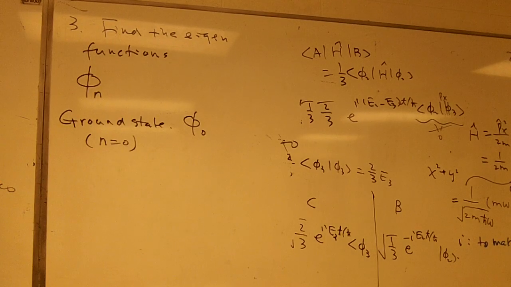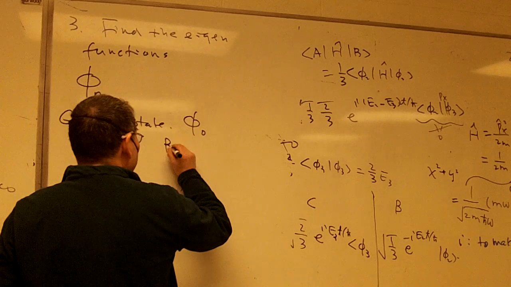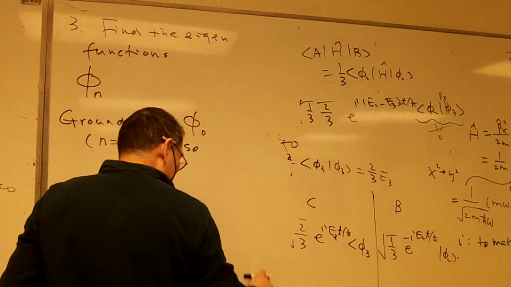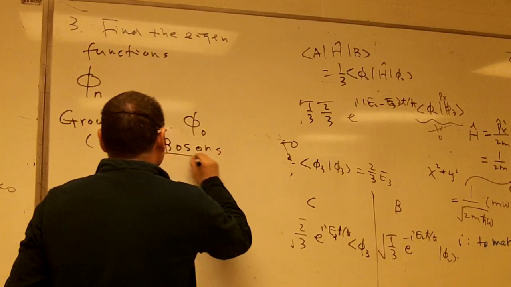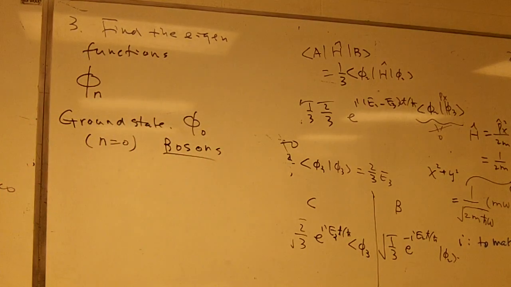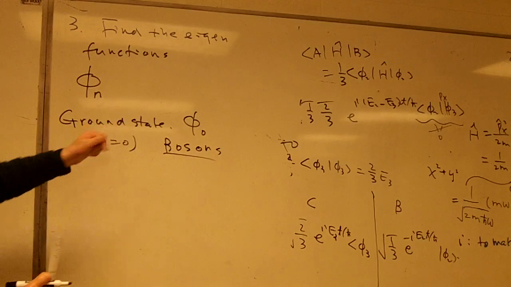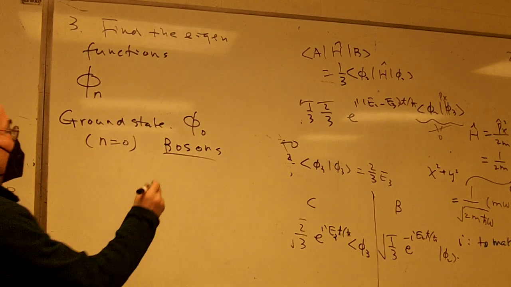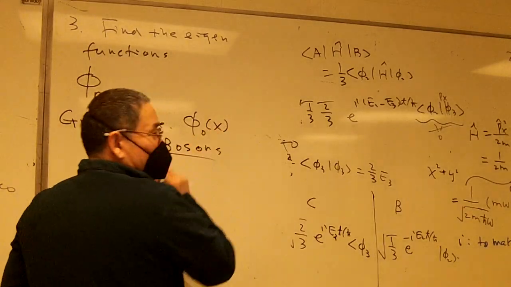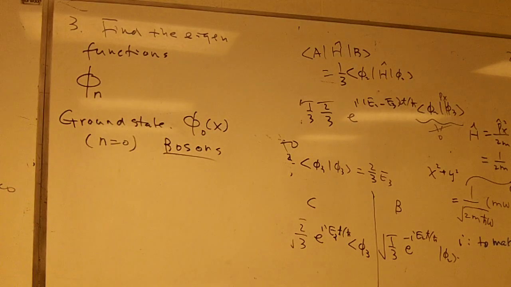That's a huge difference. If you're interested, let me write this down. Bosons. This is how bosons typically have this particular feature: n starting with 0 and gradually piling up like this. So again, this is the ground state, phi 0. And of course, it's a function of x. It has to be a function of x.